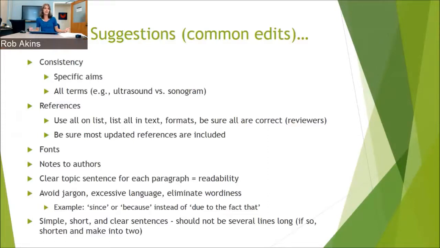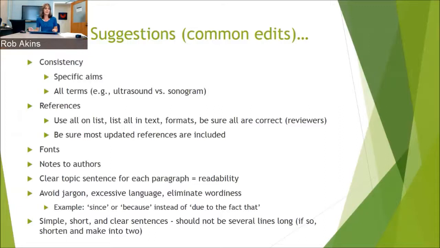Clear topic sentence for each paragraph. That sounds simple, but when a reviewer is reading your grant, you want them to understand it so clearly that there's no question about what you're going to be talking about next. Each paragraph should have a first sentence telling what you're going to be talking about. Seems simple, but a lot of times I have to read through and it takes me a little while to figure out what you're going to be introducing.